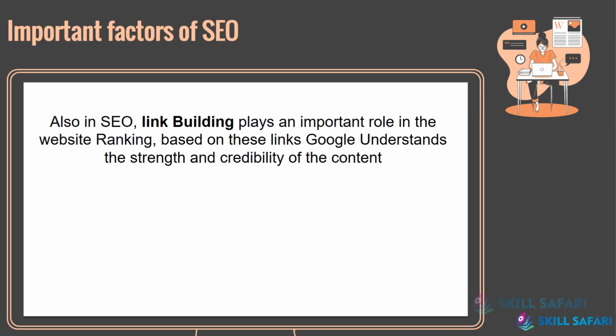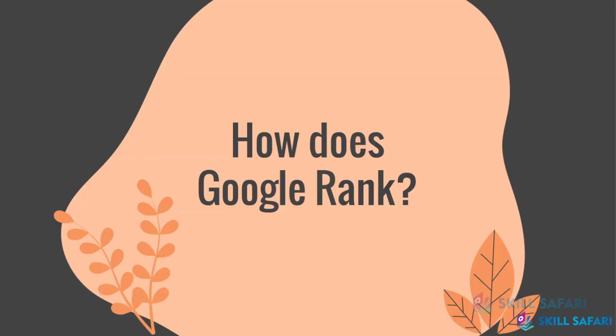Now, as I told you, in SEO the link building practice, connecting from one article or web page to another page, plays a very important role in ranking your website at the top. When you show these links to Google, Google understands that your website or web page has strength and good content which is credible enough. Now I think you have a little overview of what SEO is and the factors which define SEO.